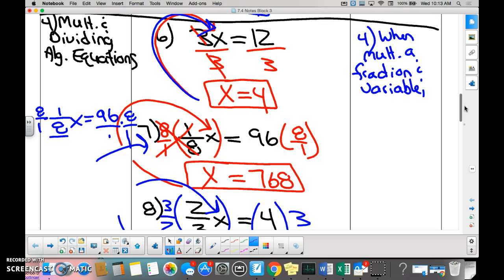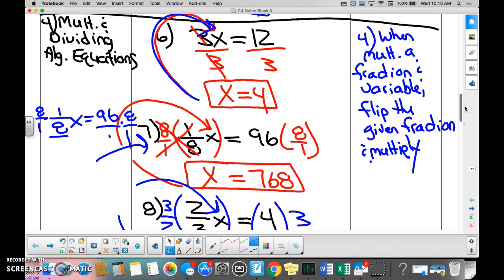So when multiplying a fraction and variable, flip the given fraction and multiply. Does that make sense? So we flip the given fraction and we multiply. So for 1/8, I flipped it and got 8/1, and then I multiply. Does that make sense? Are we cool? Yeah. That is, again, going to be the trickiest part of this lesson and probably the next couple of lessons. Questions before I stop?